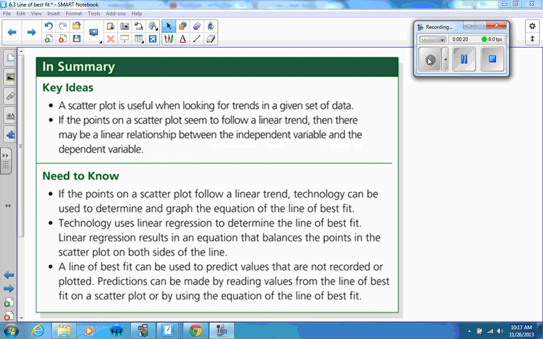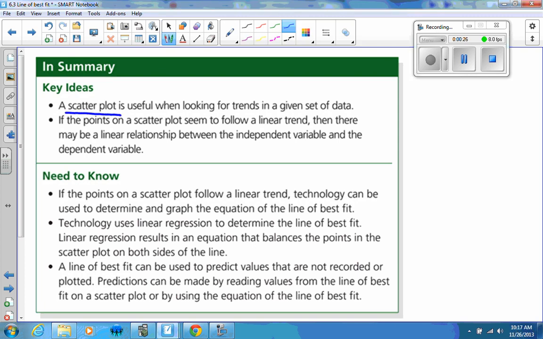Okay, so some key terms you need to know. A scatter plot is useful for looking at trends in data. So we're going to create scatter plots on your graphing calculator. And if the points on a scatter plot seem to follow a linear trend, then there may be a linear relationship between the independent and dependent variable. And we'll look at that when we look at examples.